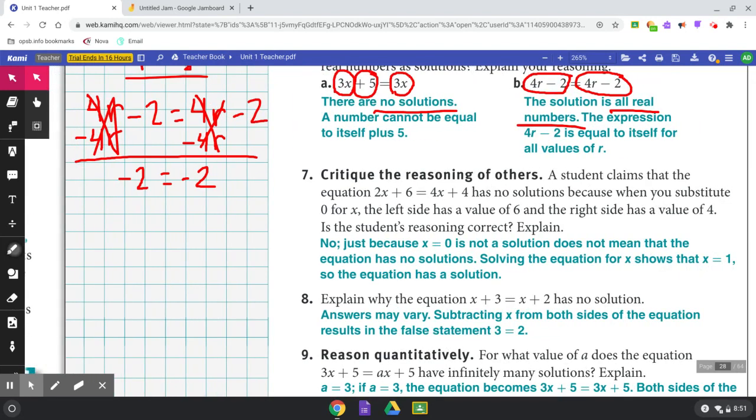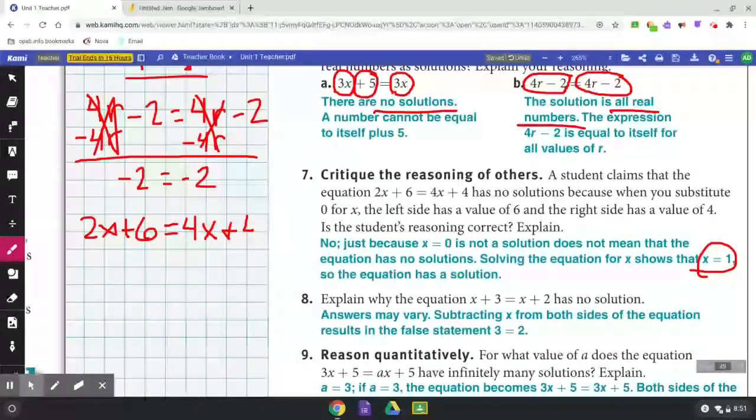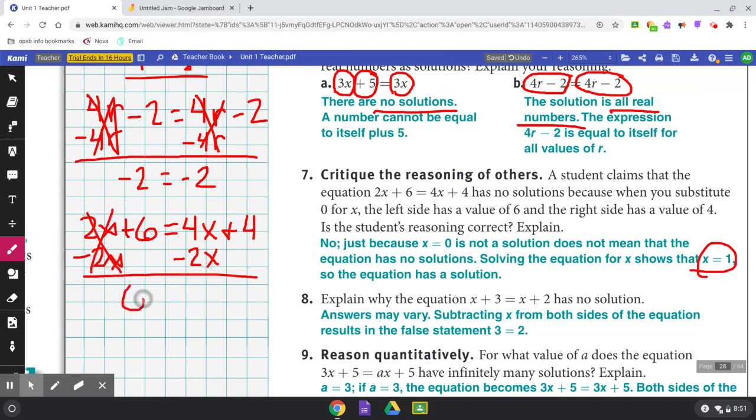Oops, I don't have my pen on. So x equals 1 is a solution, and I'm going to come over here and show you that. 2x plus 6 equals 4x plus 4. I want to isolate the term with the variable, so I'm going to subtract 2x from both sides. 2x minus 2x eliminates and leaves me with 6 equals 4x minus 2x, which is 2x, plus 4.